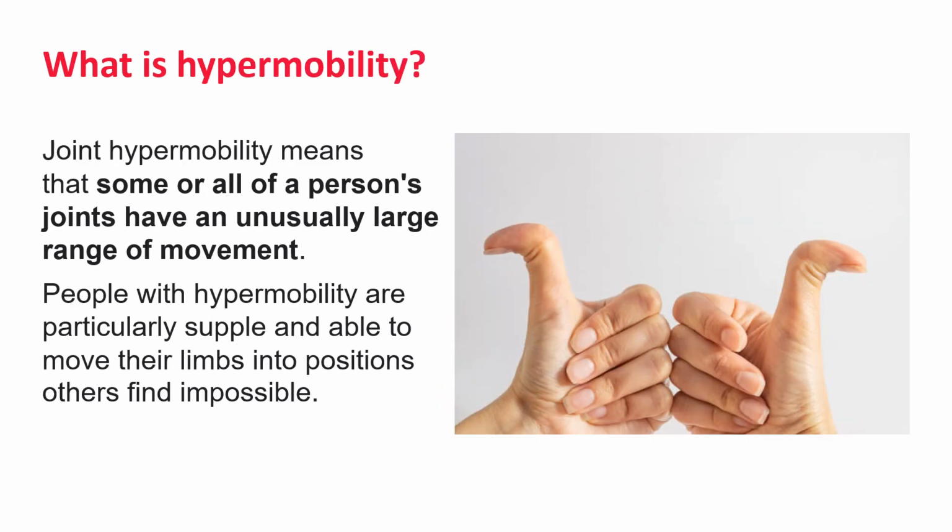Joint hypermobility means that some or all of a person's joints have an unusually large range of movement. People with hypermobility are particularly supple and able to move their limbs into positions others find impossible. Contrary to some perceptions that this ability is some kind of party trick or unique talent, having hypermobile joints can be severely debilitating to the person experiencing this condition.